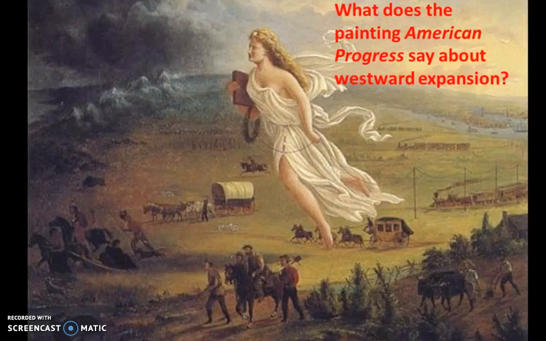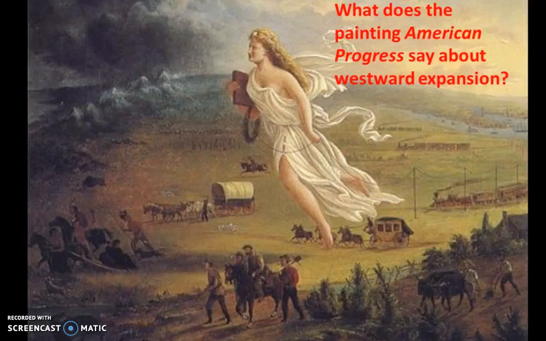So let's take a look at this painting here. By the way, the name of this painting is American Progress, and it was painted in 1872. Now, obviously, the most prominent feature in this picture is this woman here, and her name is Columbia. And she looks sort of like an angel there, right? But she is actually a physical representation of the United States.